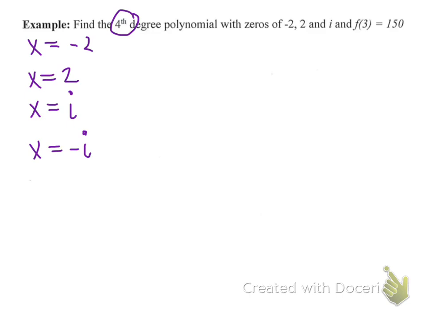Also, your key hint is that it says fourth degree. In order for it to be a fourth degree, I need to have 4 answers. Now that we have that, I'm going to write the binomials that these came from. So x equals negative 2 came from an x plus 2. The second one comes from an x minus 2. And then I have an x plus i and an x minus i.